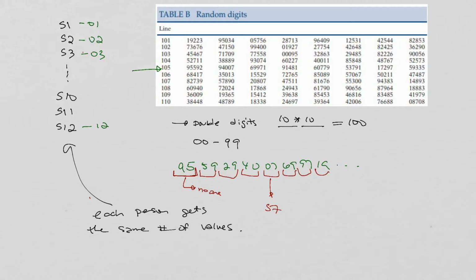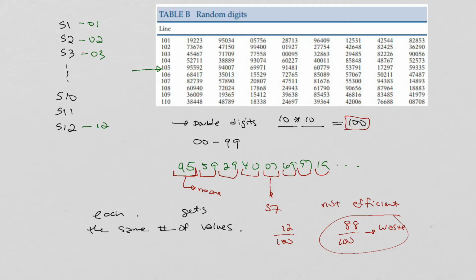This particular method, if you remember, was not efficient because we have 100 double-digit numbers. I'm using 12 out of the 100, which means I'm not using 88 out of the 100 double-digit numbers. So that's the percentage waste that we have. It's not very efficient at all, because 88% of the time we're going to get a double-digit number we can't use.